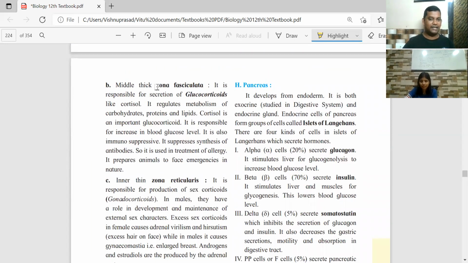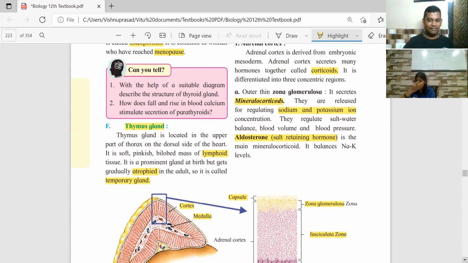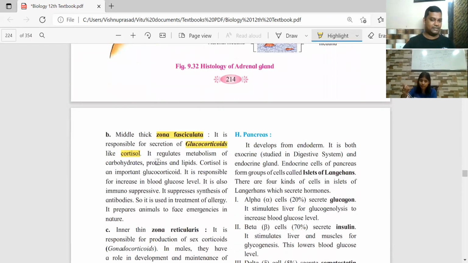Coming to the second layer, the zona fasciculata. It secretes glucocorticoids. The first one was mineralocorticoids; here it is glucocorticoids. It involves proteins, lipids and carbohydrates. One example to remember is cortisol. One of the mineralocorticoids was aldosterone, and one of the glucocorticoids is cortisol.